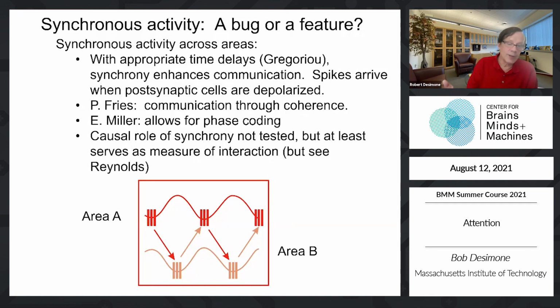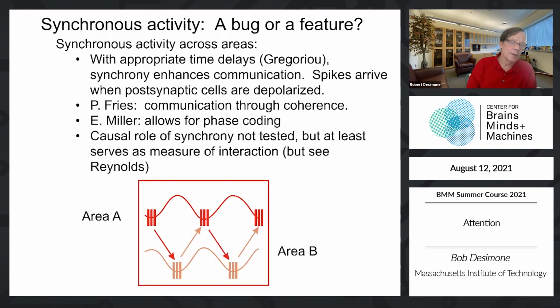And in all of these ideas, in general, the causal role of synchrony has not really been tested because it's incredibly difficult. But John Reynolds has started to do this using optogenetics, and I think we'll see a lot more studies like this in the future. But for now, we will stick with the idea of gamma synchrony enhancing the postsynaptic input.